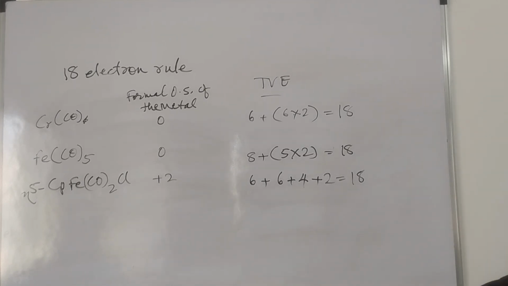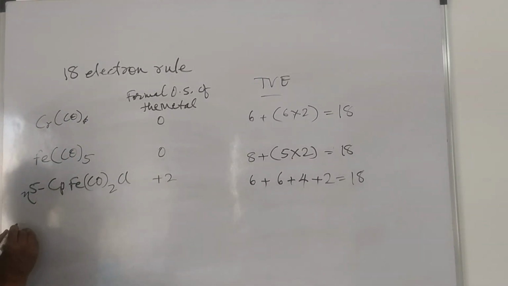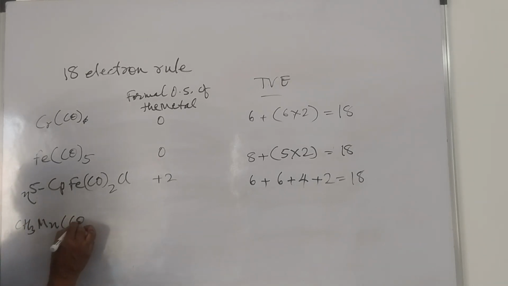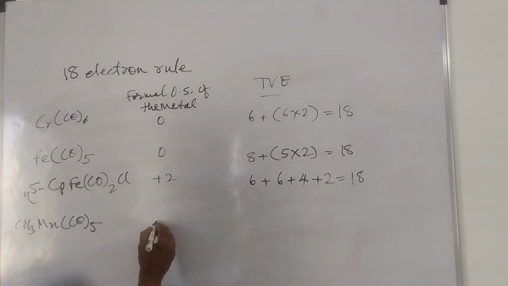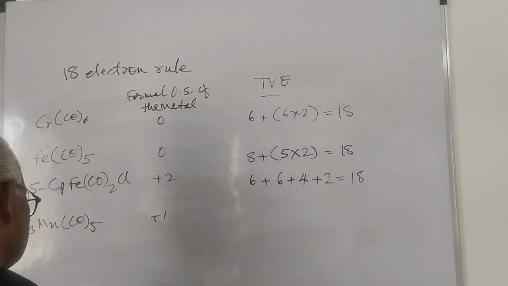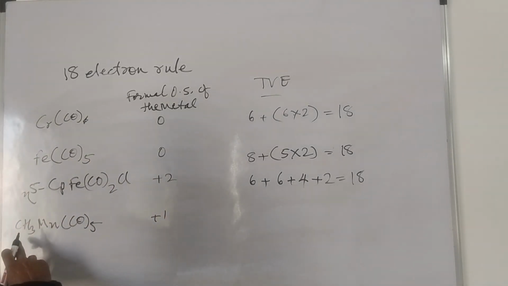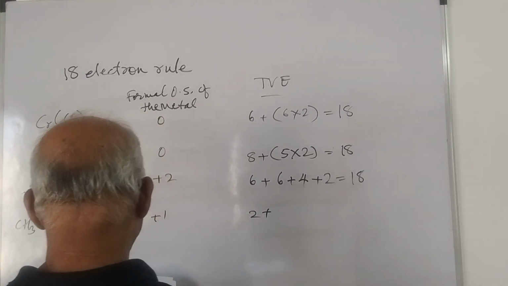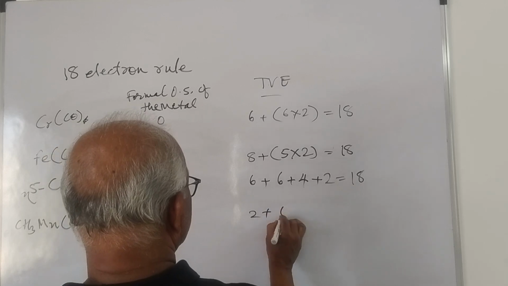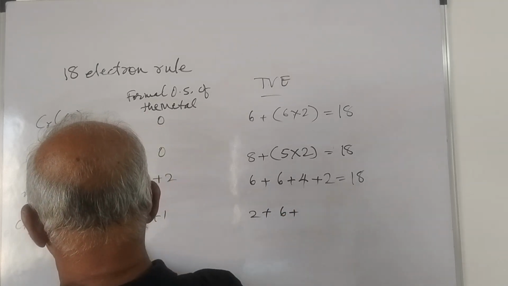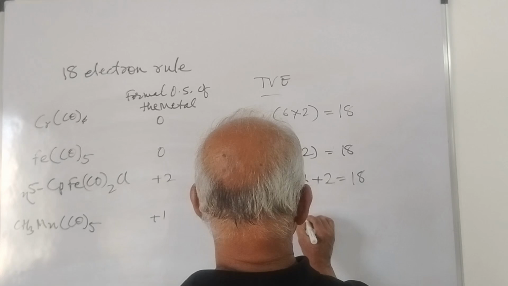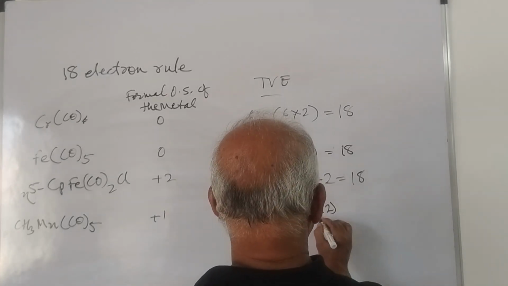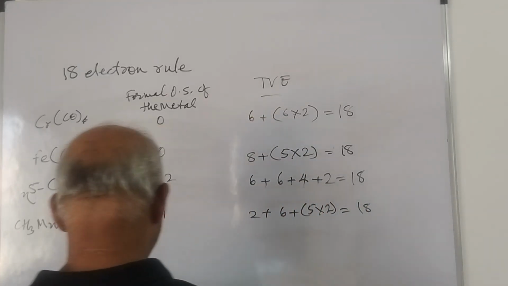We have more examples. If we take another example, CH3Mn(CO)5, then it has plus 1 formal oxidation state. So the contribution is like this. The methyl group contributes 2 electrons, plus Mn contributes 6 electrons, plus carbon monoxides contribute 5 into 2, that is 10. So the total is 18.